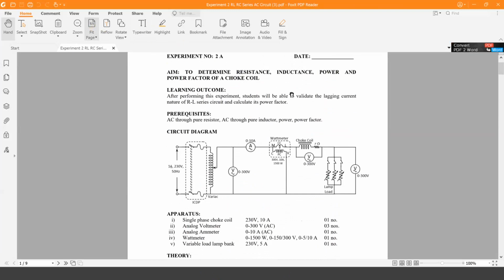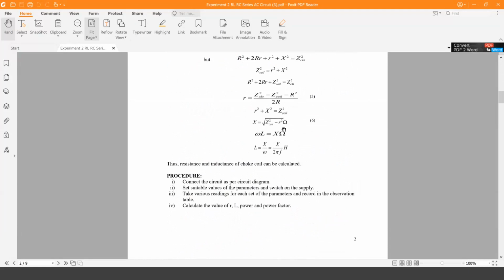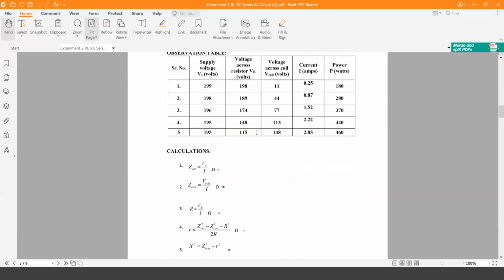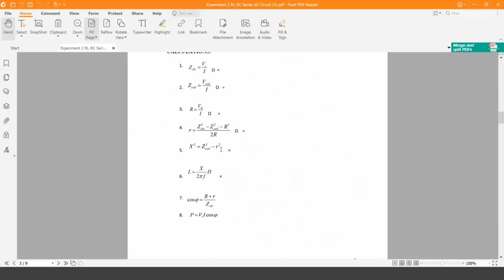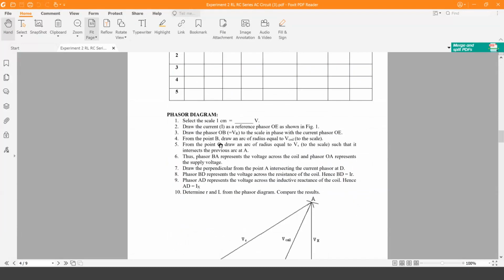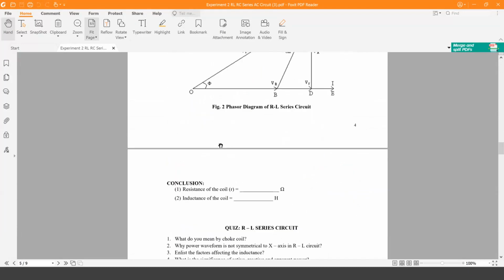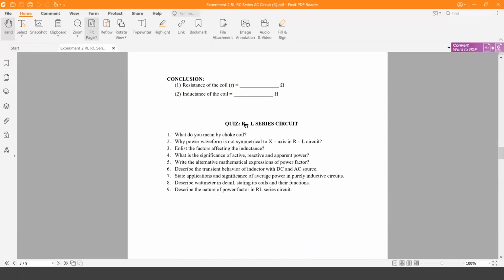So experiment 2A is for choke coil. We have seen this is a theory which I have explained, and the formula is given, using which you can find out the values. This is the procedure. Observation table we have already discussed. This is the calculation you have to do for finding out what is R, small r, XL, and all those things I have explained. The result table, phasor diagram, just now we have seen. And finally, small r and capital L you have to find out in the result. And some quiz questions for RL series circuit.